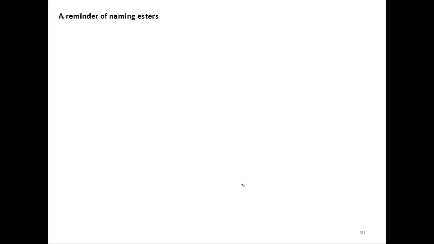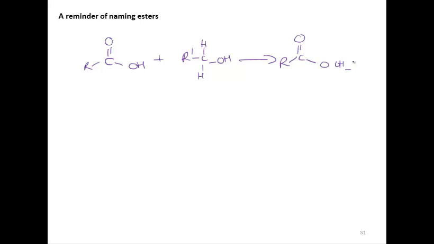Bit of a reminder on the naming of esters, which people do tend to find quite difficult. We just look at our generic scheme again, and we use an R on the carboxylic acid and an R on the alcohol. And we'll get our ester here. Okay, whichever part was oic acid becomes the oate part of the name.